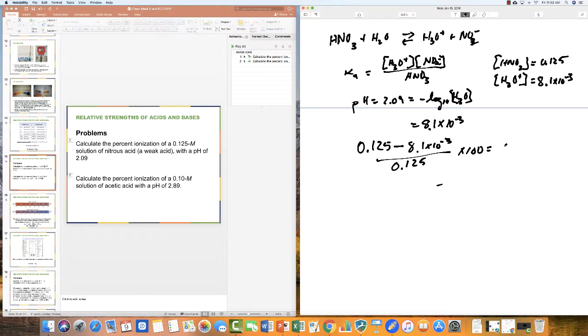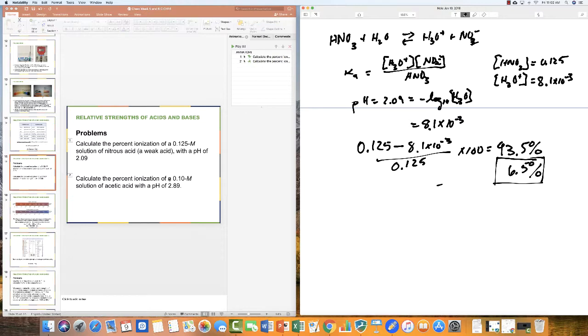Actually, this number is going to tell you how much is not. It's 93.5% unionized. And so the subtraction of that, or 6.5%, would be the percentage ionized. In other words, what we should do is take this and subtract this and use the negative number for that. But it's better to do it this way and just say that this is how much of it does not ionize. And then subtracting that from 100 gives you the percent of ionization.